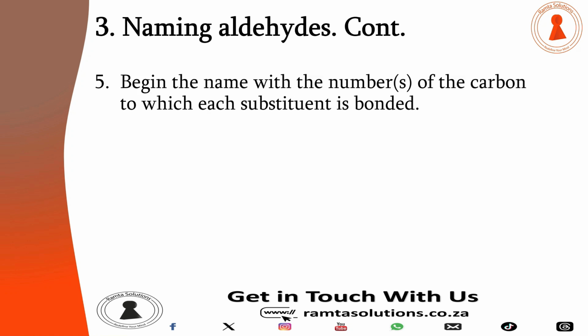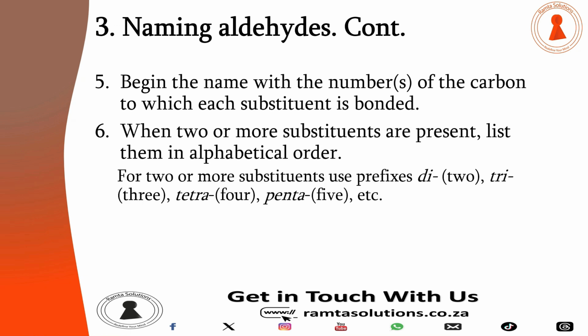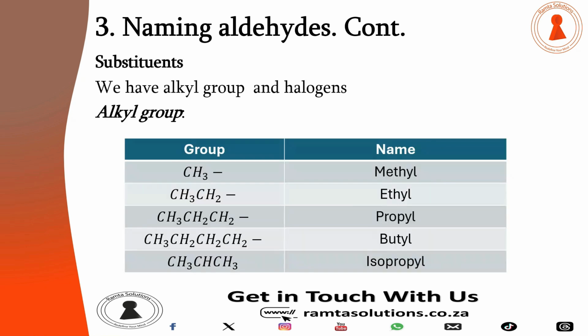Then the name, by now, you know that you begin the name with the number or the location of the substituents in your compound, right? And you know that when you have more than one substituent of different kinds, you list them in alphabetical order. And again, if you have substituents of the same kind, you may use prefixes di, tri, tetra, and so on. Okay. All right.